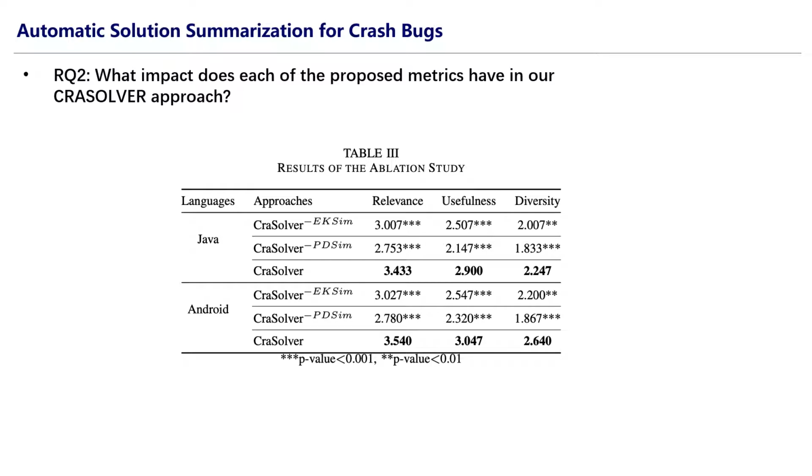The second research question is, what impact does each of the proposed metrics have in our CraSolver approach? Since we introduced position-dependent similarity and extra knowledge similarity to improve the quality of the final generated solution, we are interested in the performance of our approach when using each similarity metric individually. We observe that CraSolver performs significantly better than using each similarity metric individually on both Java test crashes and Android test crashes.